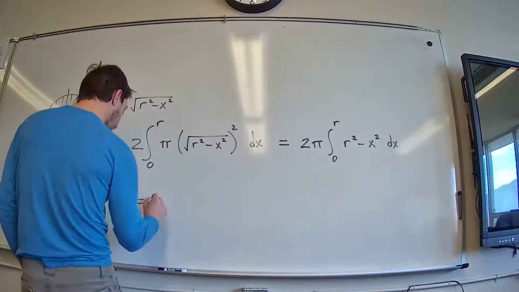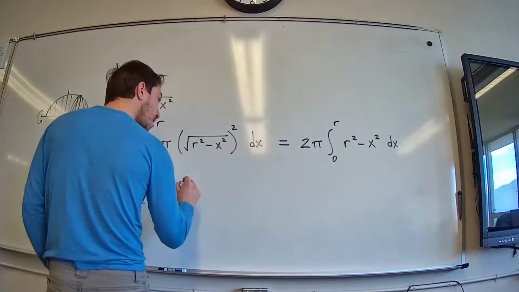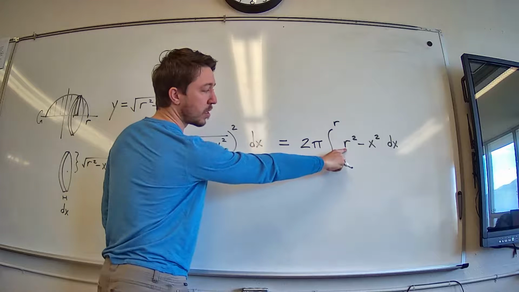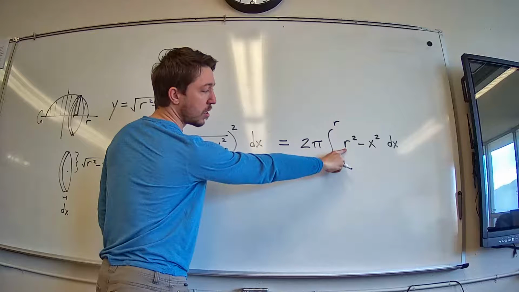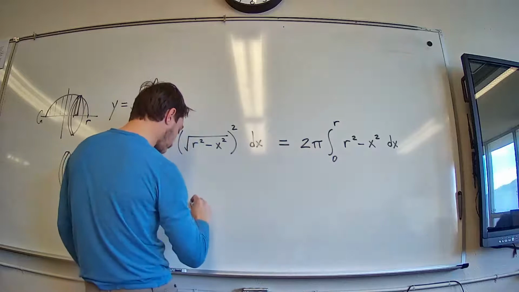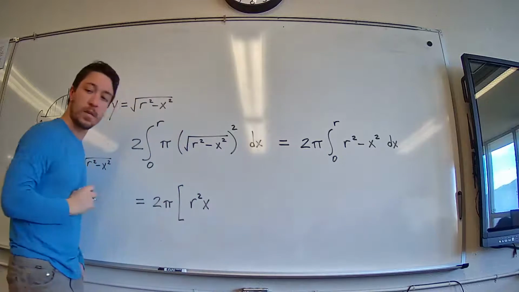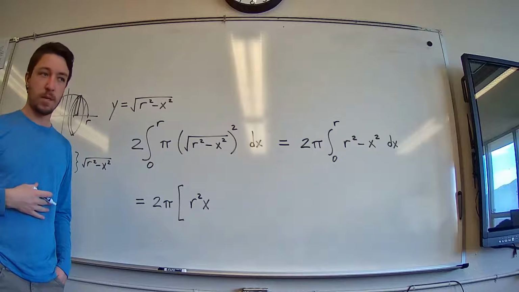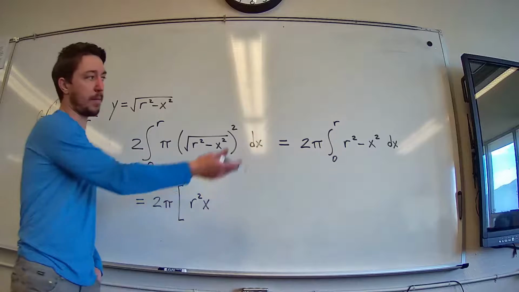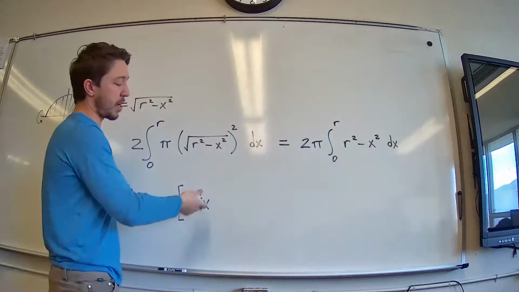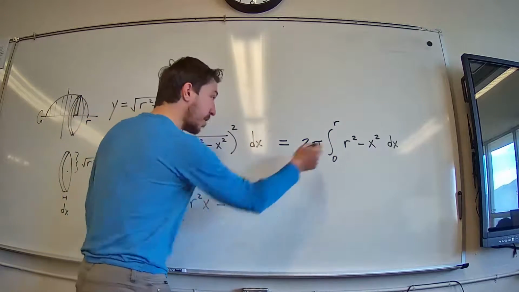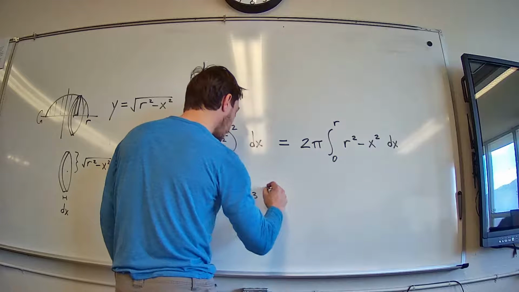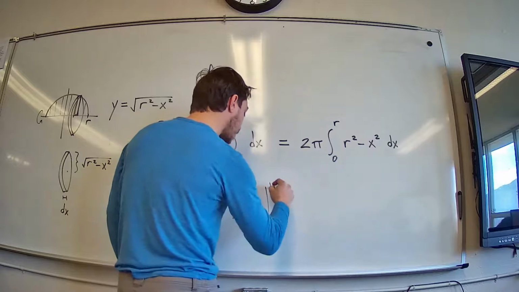So, what's the integral of this term? R squared times x. Do you feel okay about that? Yeah, because it's a constant, so if that had been like a 6, it'd be 6x. And then this guy over here is x cubed over 3. And we're gonna evaluate from 0 to r.